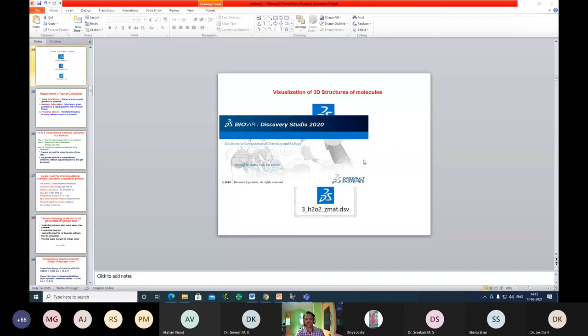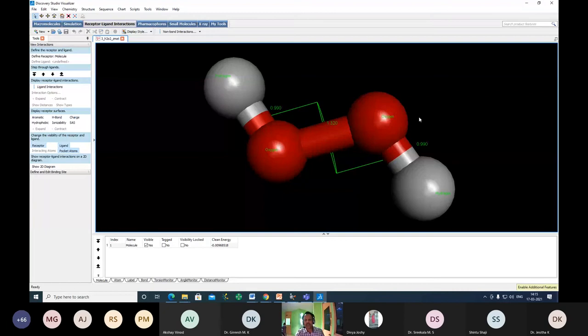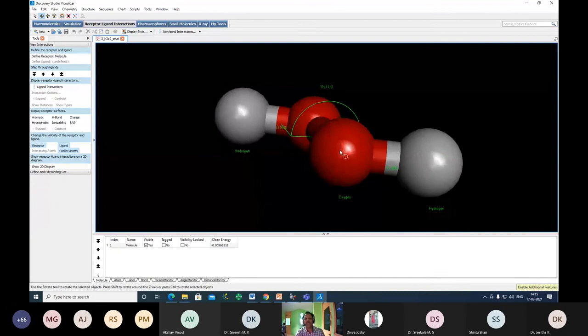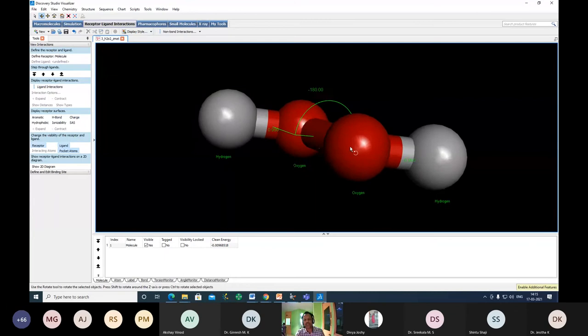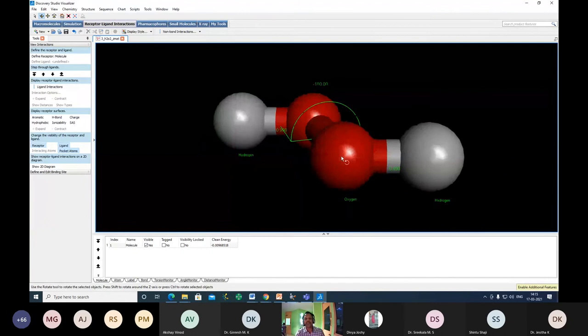When you visualize the hydrogen peroxide molecule, similarly, it contains four atoms. What is the peculiarity of this molecule? It has a torsion angle or a dihedral angle, other than the bond angle. Torsion angle means it is the angle between two planes. I'm not going into the detail of this torsion angle right now. This molecule has bonds, bond angles, torsion angles, etc. So this is a three-dimensional visualization of hydrogen peroxide molecule, right?